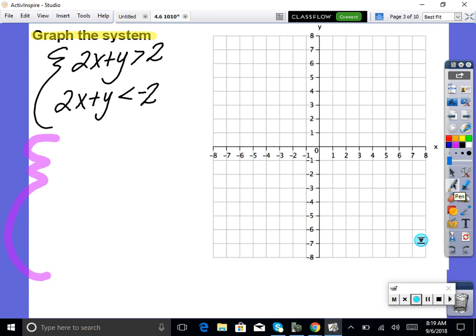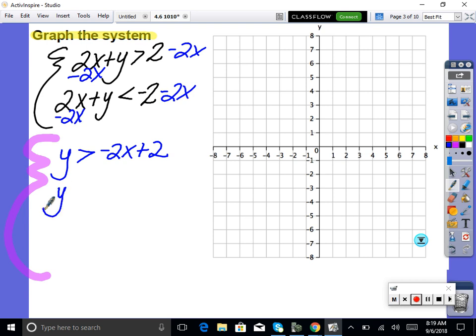In mx plus b form, we'd have our y values, subtract 2x, subtract 2x. So y values greater than -2x plus 2. Then right here, subtract 2x. Something interesting happens on this one. y values less than negative 2x minus 2. So focusing here and graphing, y-intercept of 2, down 2 over 1.